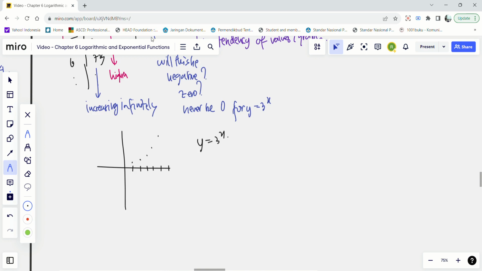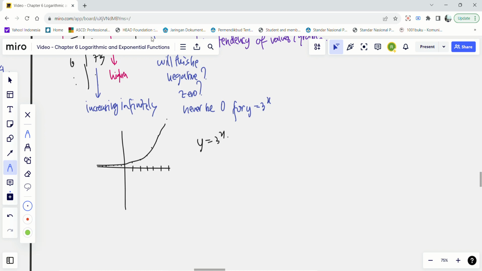As it gets smaller, it gets very, very small, but will never touch 0. So it becomes a curve, something like this. My drawing is really bad, sorry for that. If I try to connect the dots, it will look something like this. So this is roughly y equals 3 raised to x.